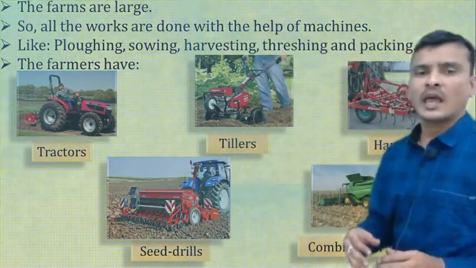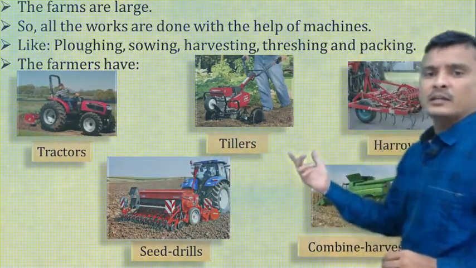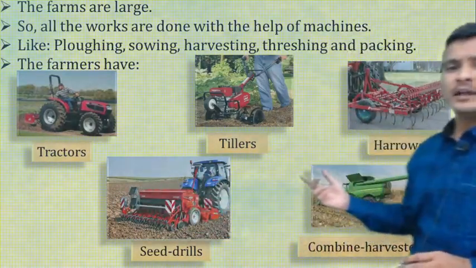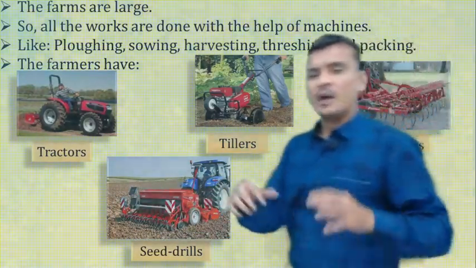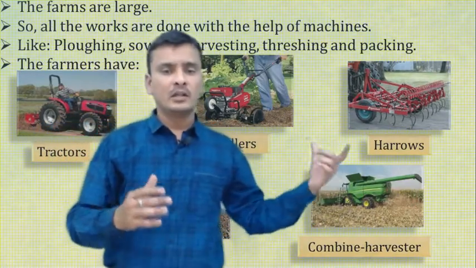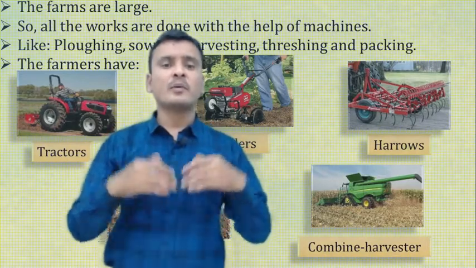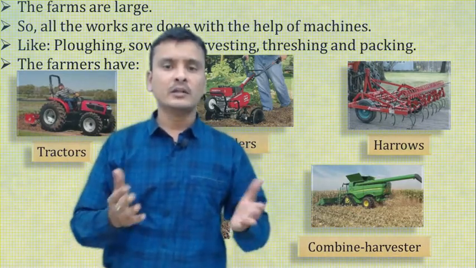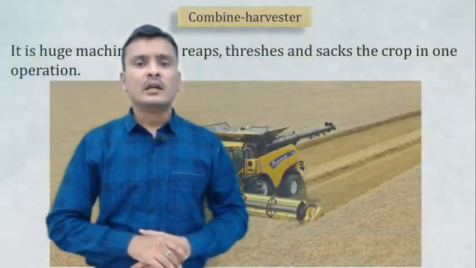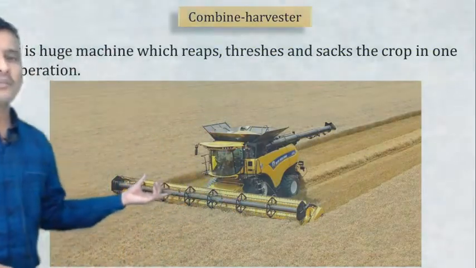The farmers have tractors, tillers, harrows, seed drills and the combined harvester. Among them, the combined harvester is very useful because in a single time it performs all the work in the farm. So the combined harvester is very important here. It is a huge machine which reaps, threshes and sacks the crop in one operation.